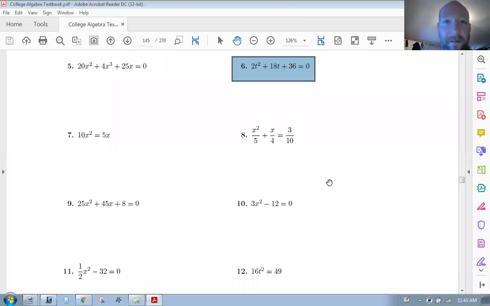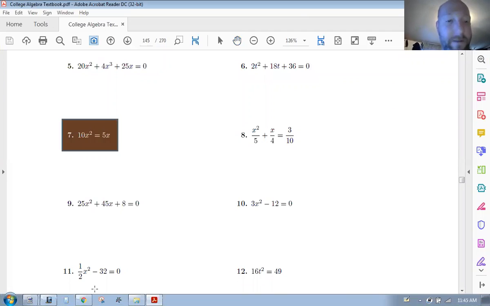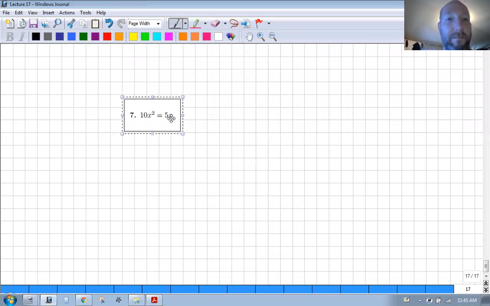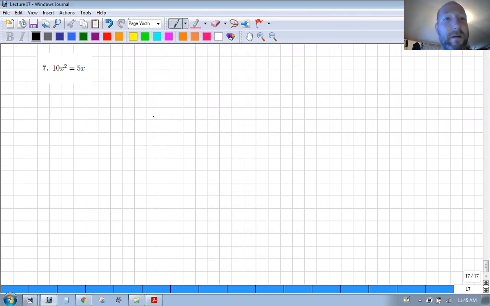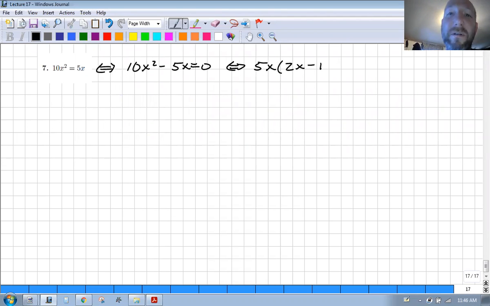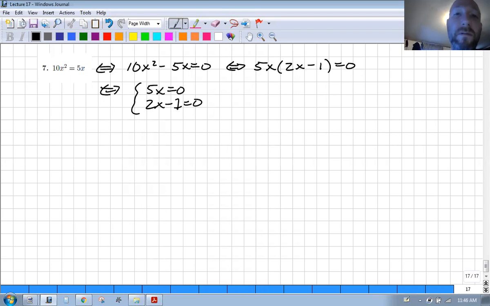All right, class, let's keep going here. Number 7. All right, let's move everything to one side. Now let's pull a 5 out of there. We can pull a 5x out, right? So that gives us a 2x minus 1. So either 5x is 0 or 2x minus 1 is 0. This one tells us that x is 1/2. So we got either x is 0 or x is 1/2.